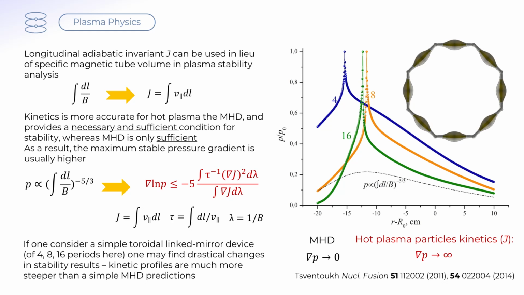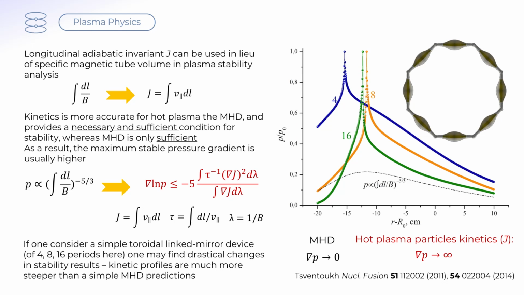We can use it for a linked mirror device, which consists of several mirrors, and find that there can be a very large discrepancy between these models, and the necessary and sufficient condition gives very steep pressure profiles instead of the MHD, which predicts just zero gradients.